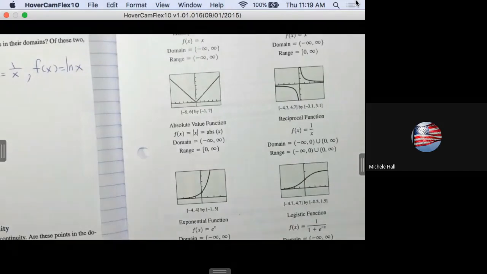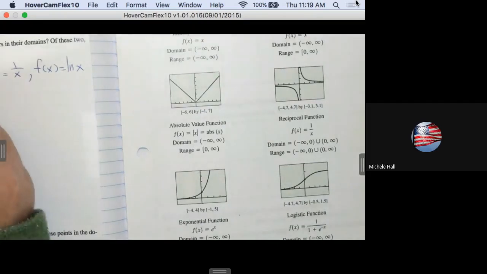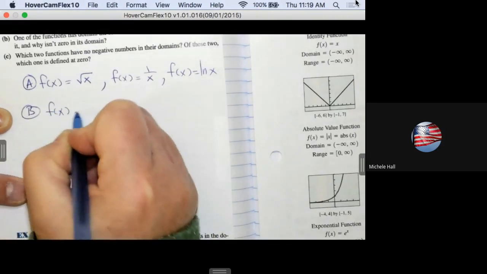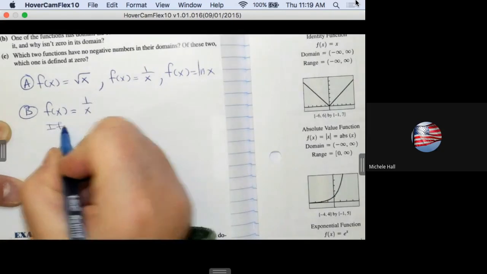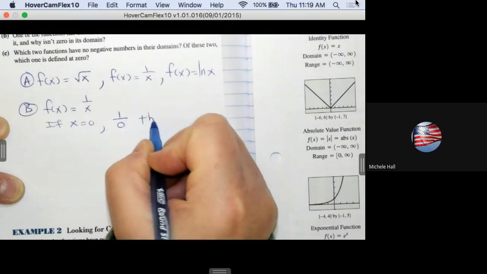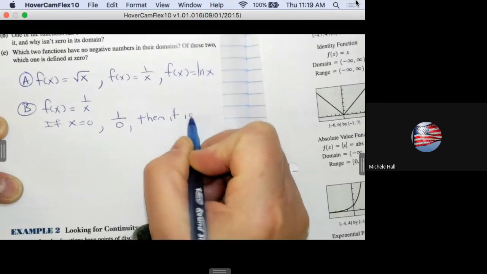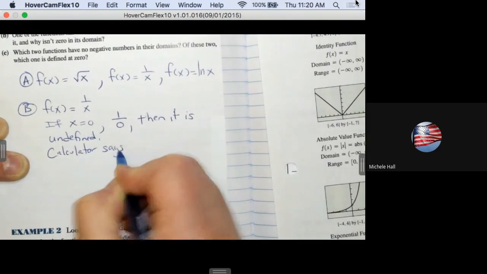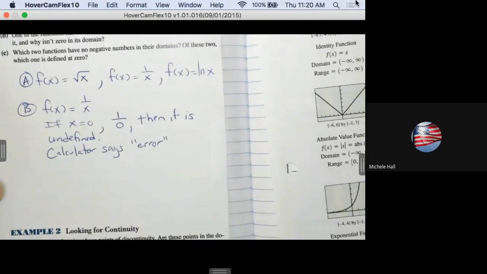B says one of the functions has domain, the set of all real numbers, except 0. Which function is it, and why isn't the 0 in the domain? Which one of these has the set of all real numbers except 0? It is the reciprocal function. We just talked about that. That would be f of x equals 1 over x. If x equals 0, that would be 1 over 0, then it is undefined. Calculator says error. So we check 2 different ways.